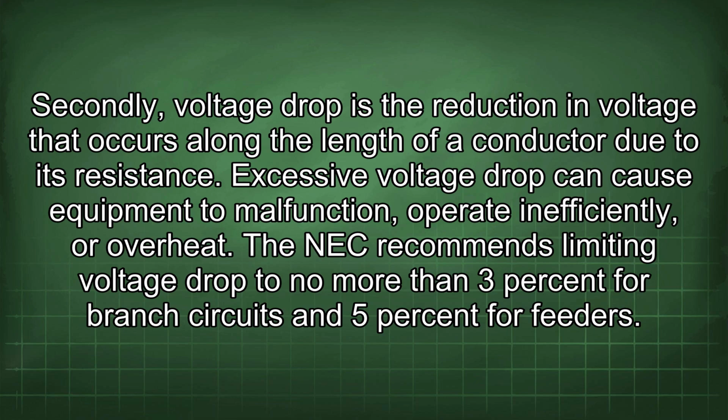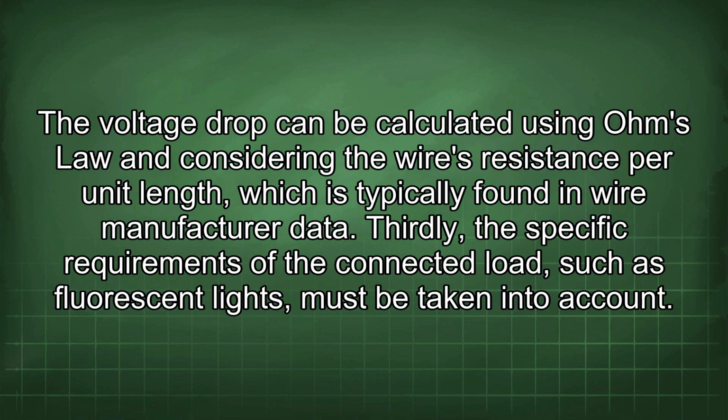Secondly, voltage drop is a reduction in voltage that occurs along the length of a conductor due to its resistance. Excessive voltage drop can cause equipment to malfunction, operate inefficiently, or overheat. The NEC recommends limiting voltage drop to no more than 3% for branch circuits and 5% for feeders. The voltage drop can be calculated using Ohm's law and considering the wire's resistance per unit length, which is typically found in wire manufacturer data.